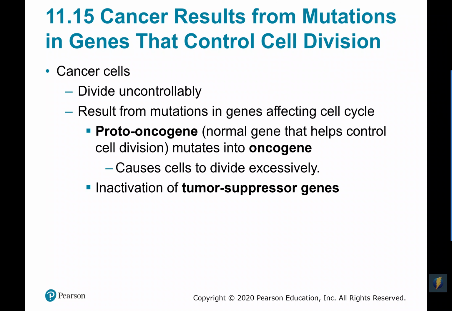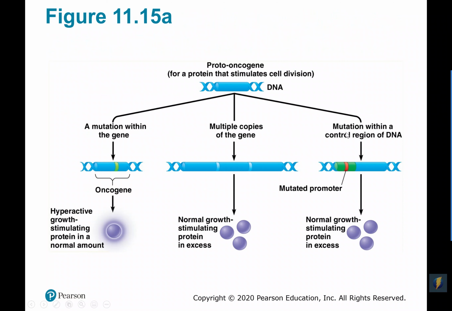The other way that we can mess up the cell cycle is that we have genes in the body that are tumor suppressor genes. They tamp down on growth and tumor development. But if those tumor suppressor genes get inactivated, that will also lead to uncontrolled growth. So this is the oncogene process.